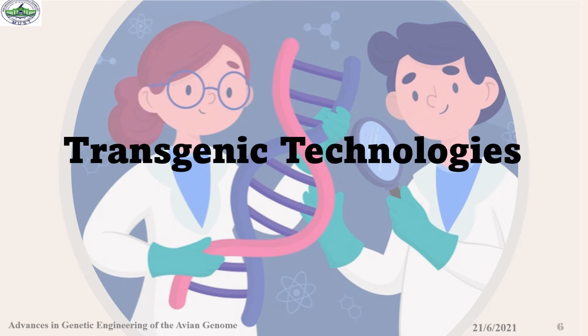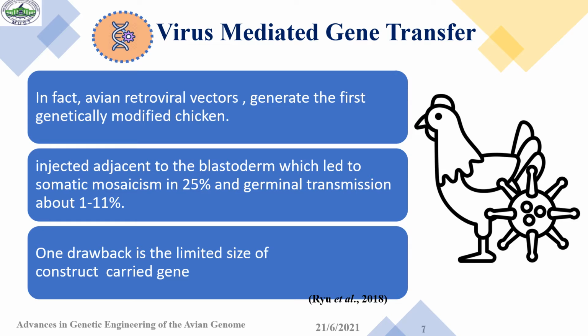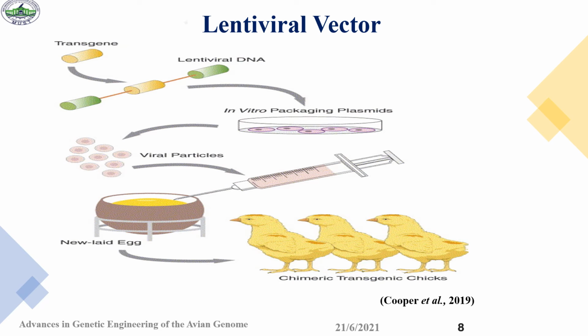Now we show the first approach of genetic engineering, which is transgenic technology, such as virus-mediated gene transfer. Used in this method is a retroviral vector, which generated the first transgenic chicken, injected into the blastoderm. This vector randomly integrates into the host chromosome, which leads to 1 to 11 percent transformation. Although this percentage is low, it has limitations, such as the size of the vector.